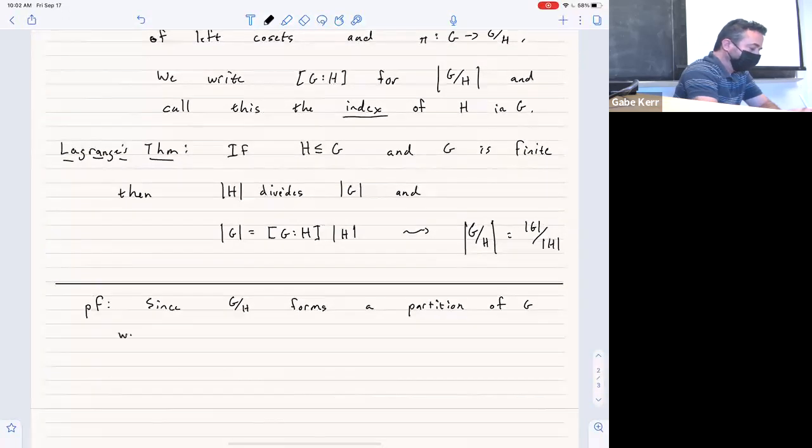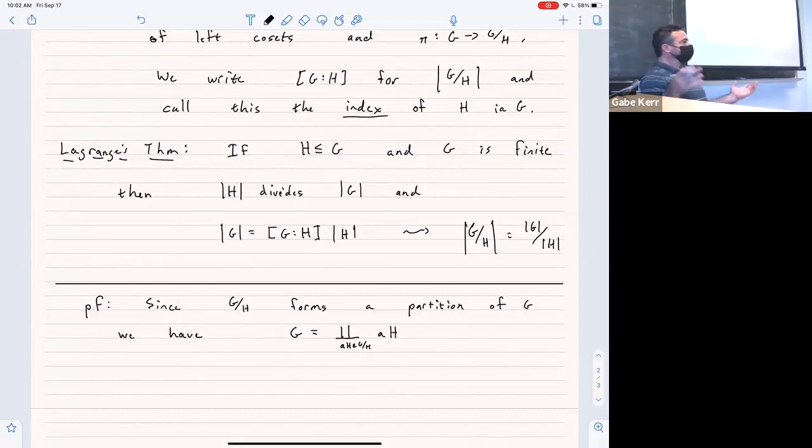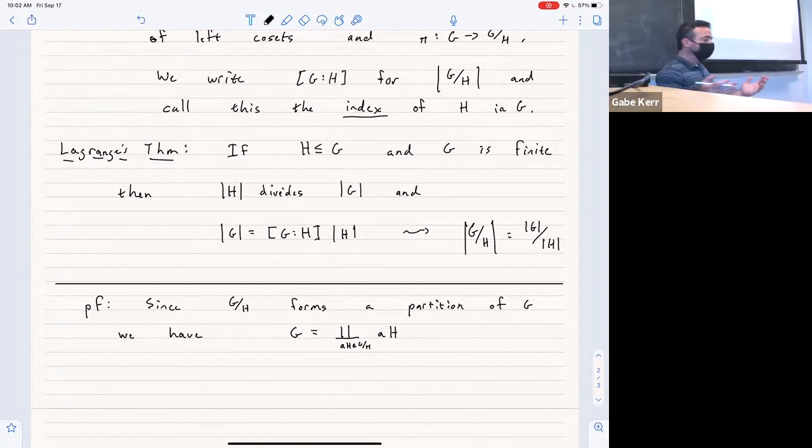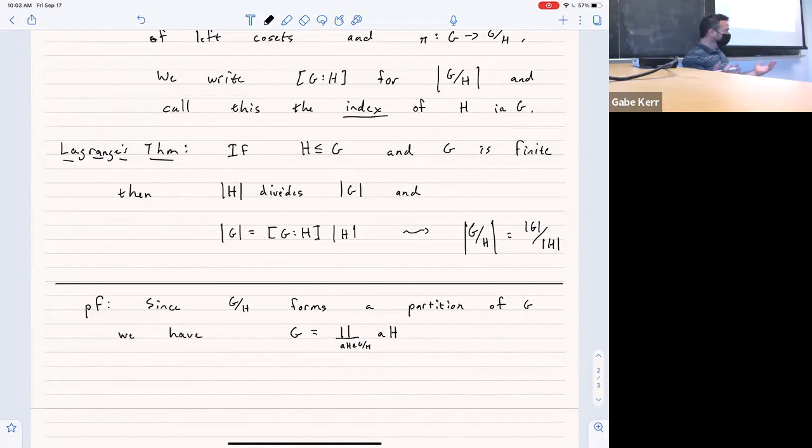We have that G, as a set, is equal to the disjoint union of all of the left cosets. A partition is saying that I've got a collection of subsets which are all disjoint, all non-empty, and their union is the whole thing. So I'm just writing this out, saying this is a disjoint union.